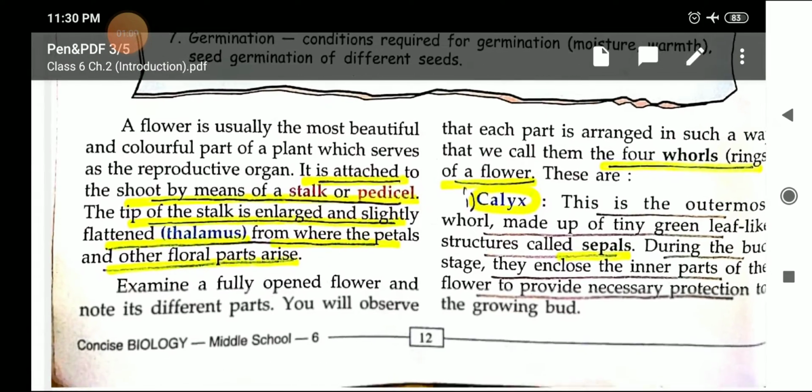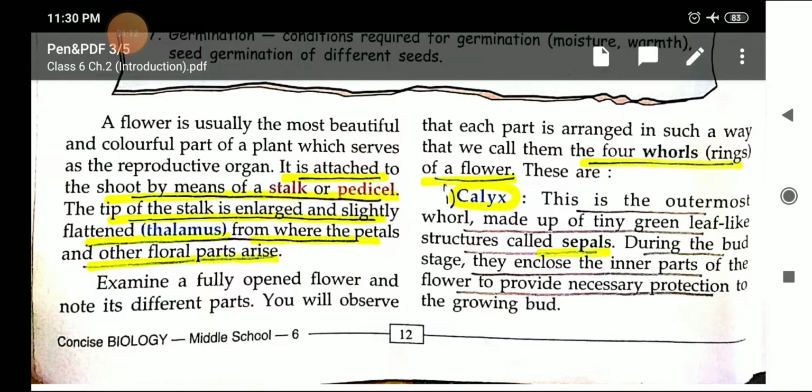Now first of all, the basic parts of a flower. The flower is attached to the shoot or the stem by means of a stalk. Now just recall, what do you call the stalk of the flower? That is known as pedicel. So the flower is attached to the shoot by means of the stalk known as pedicel.